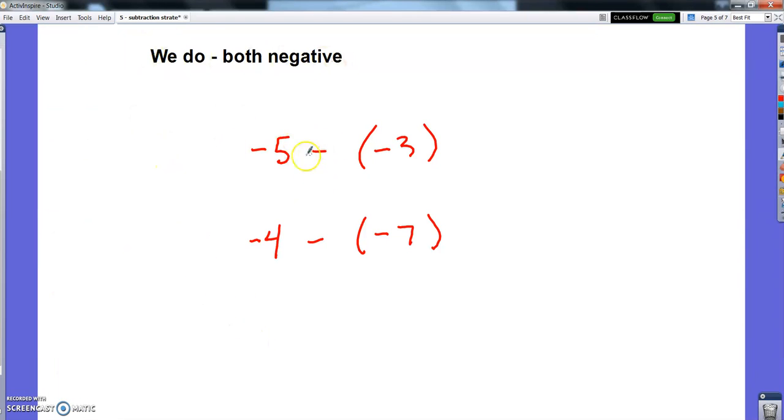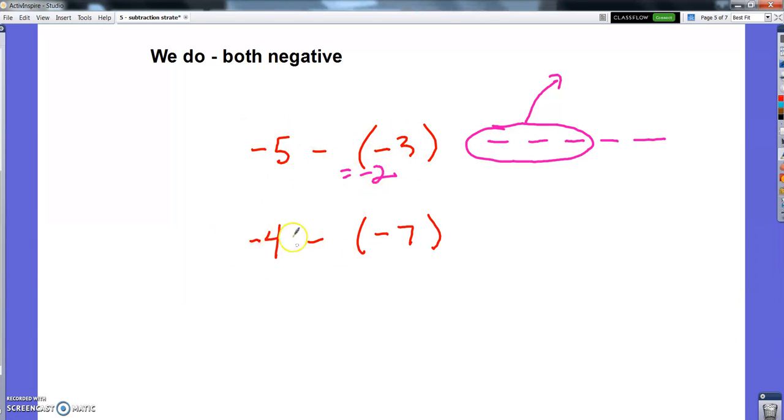So let's start with both negative. This is the easiest possible case first. Negative 5, take away negative 3. I'm going to draw my negative 5. I'm going to take away negative 3, and I'm left with negative 2. That's the easiest possible situation. When you do negative minus negative, and this negative has a greater absolute value than this negative, then it's super easy. All right, not so easy in this case.